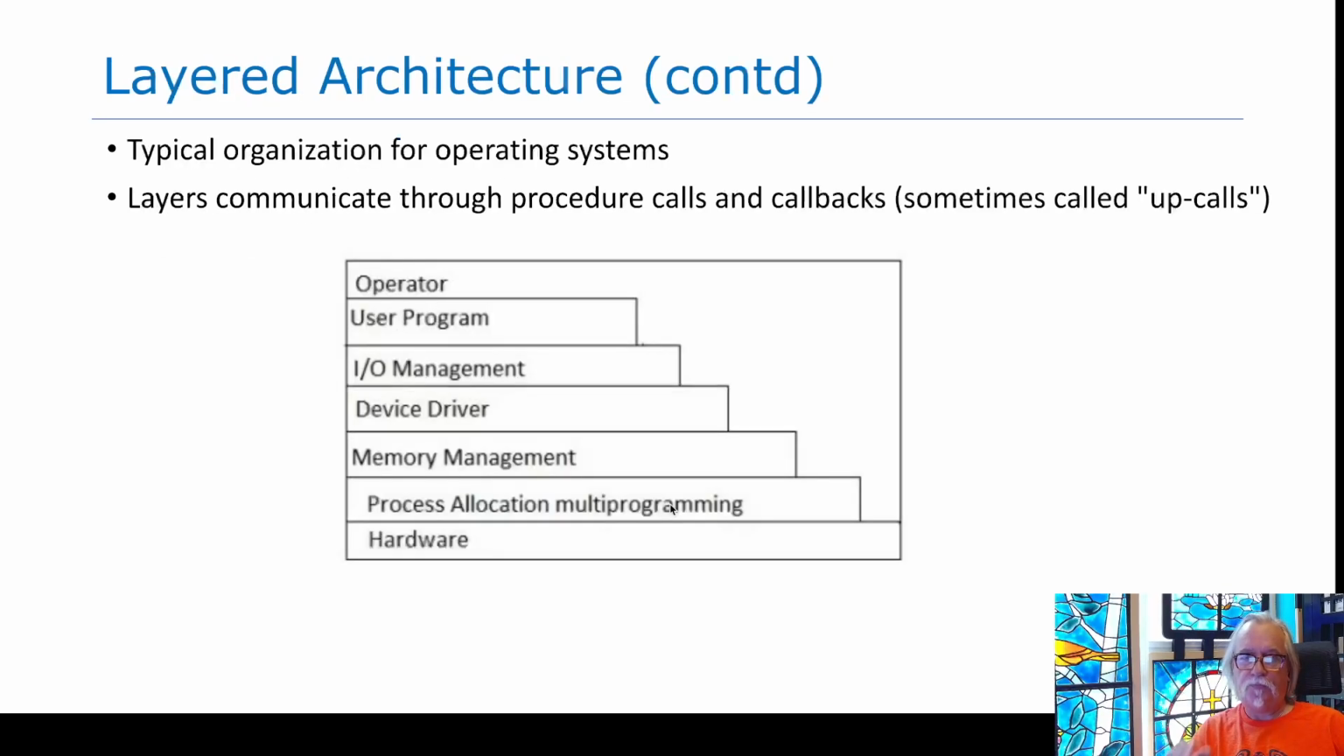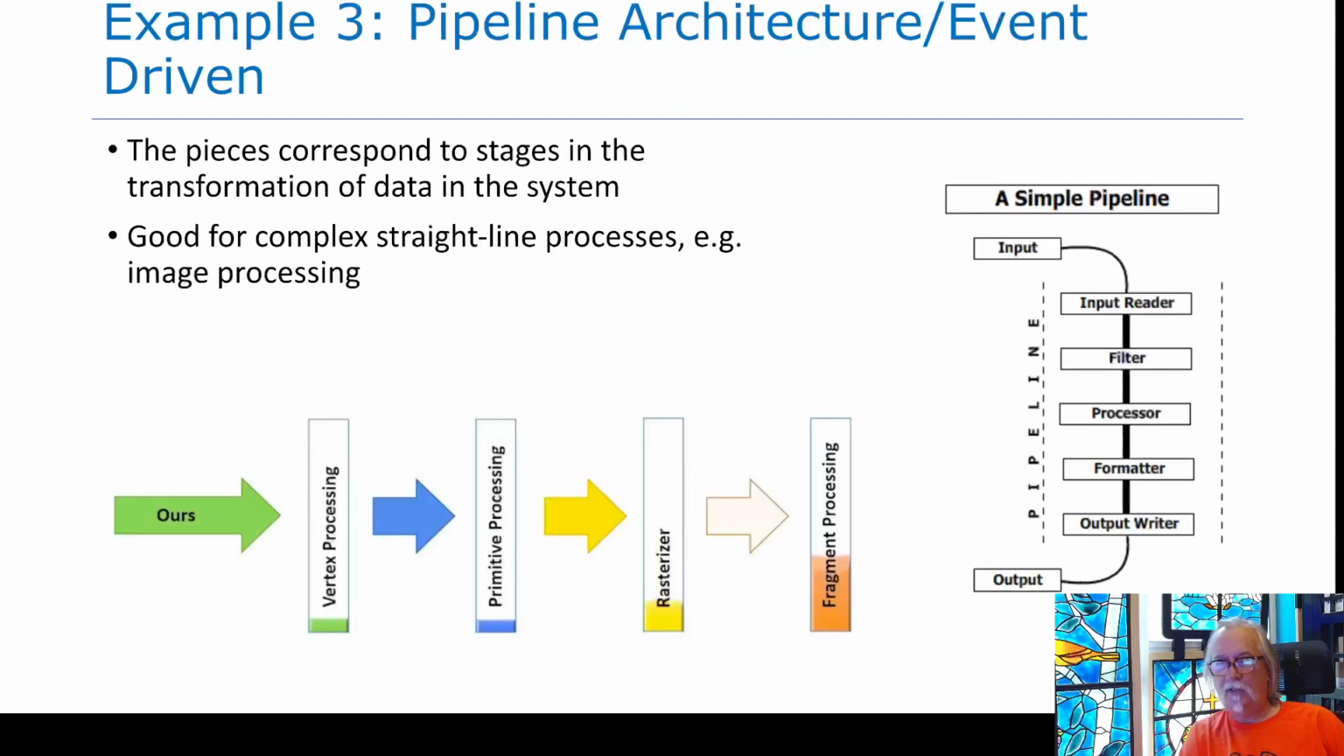Another way to think about this as a layered architecture is that you have these things that sit on top of each other. So at the very bottom, you always have memory, then you have device. So on a particular computer, you can have these layers where you have the hardware, process allocation, memory management, device driver, I/O management, user program, and then the operator on top of it. So that's all good to that.